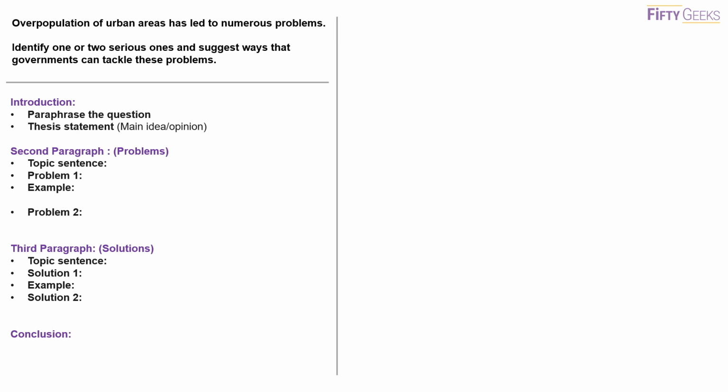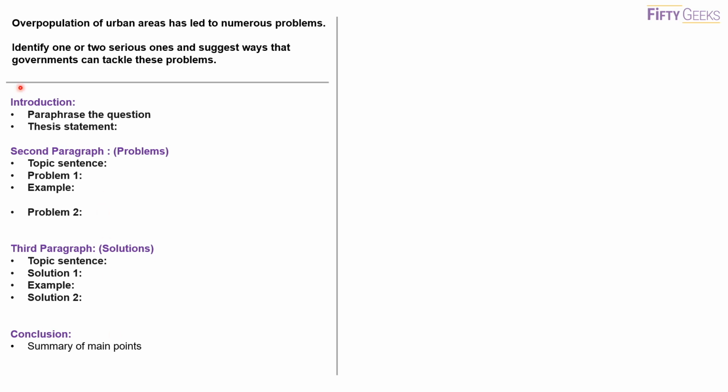Finally, in the fourth paragraph, we will write the conclusion of our essay. It will include a summary of all the main points discussed in the essay. Now let's start solving our sample question. We will make a quick draft and generate our ideas about what we will write in this essay. Let's begin by writing the draft.